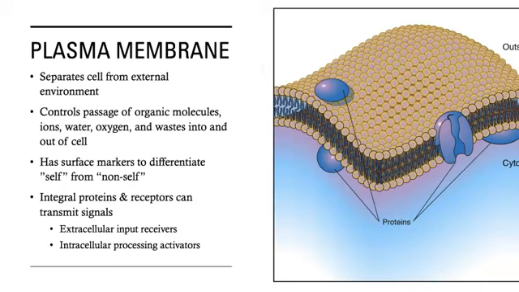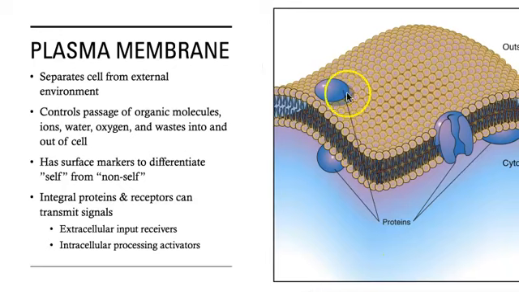So we'll start off with the structure. We know that our plasma membrane is really going to be a border and separate the cell from its external environment. And in this way, we can control the passage of our organic molecules, ions, water, oxygen, and waste into and out of the cell. We also will have some surface markers that will help differentiate our own self from non-self foreign invaders.